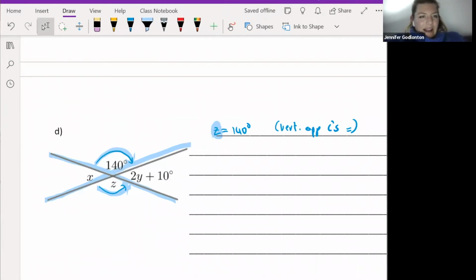Okay, let's see if we can get another angle in here. Jasmine, can you help me with another one? Does that mean x is vertically opposite to 2y plus 10? Yes. These two are definitely vertically opposite, but right now I don't have enough information to use that just yet. I'm first going to have to find out what x is.